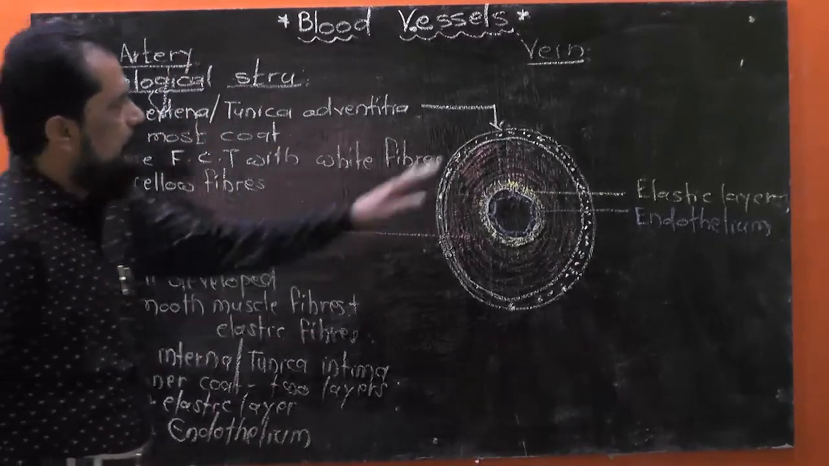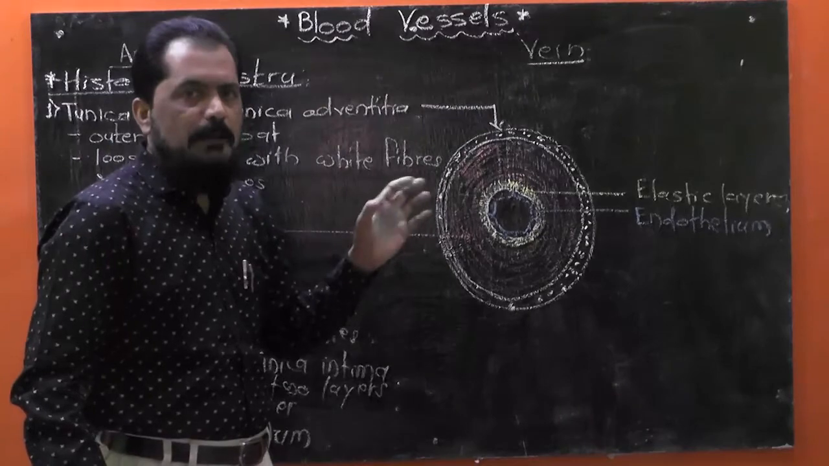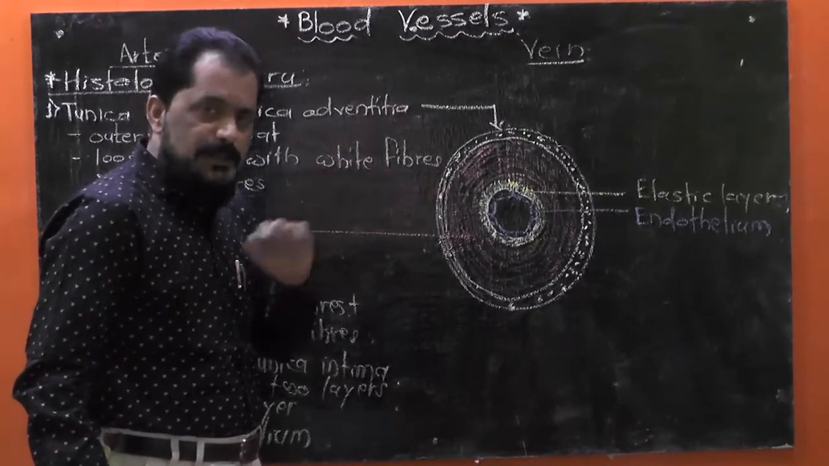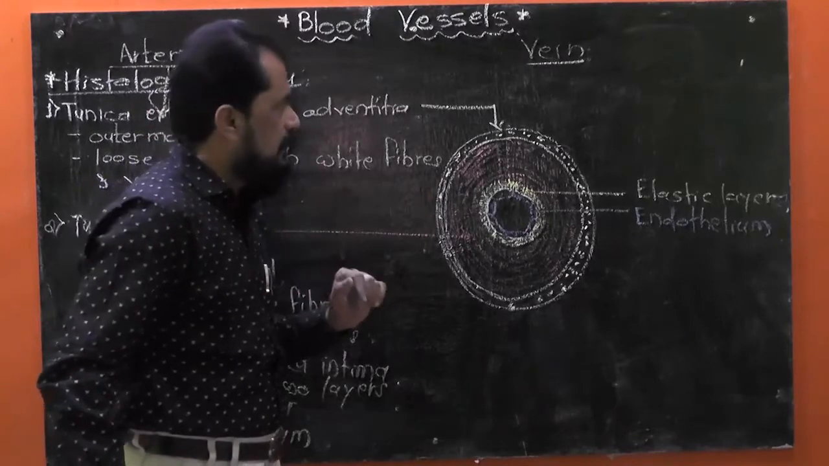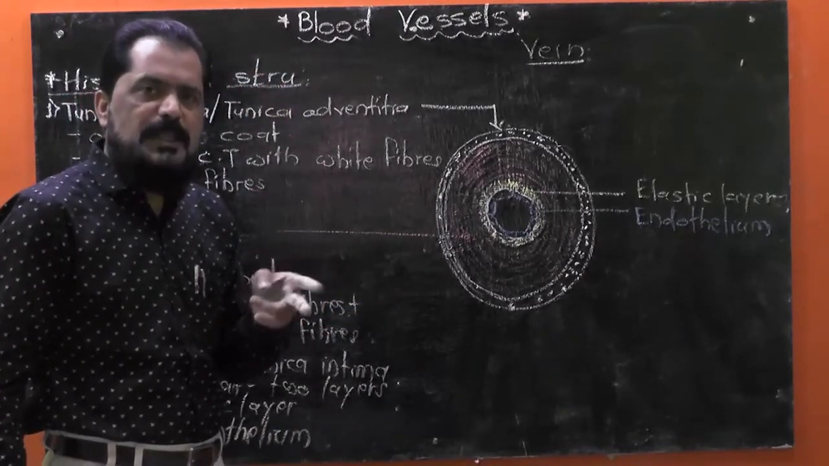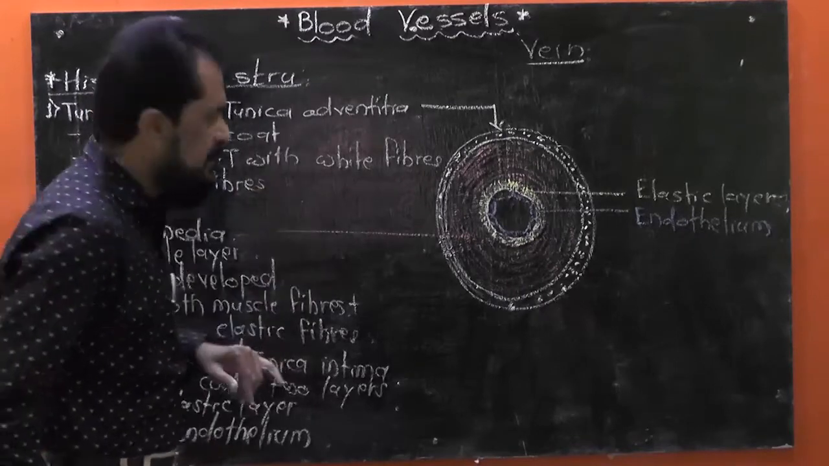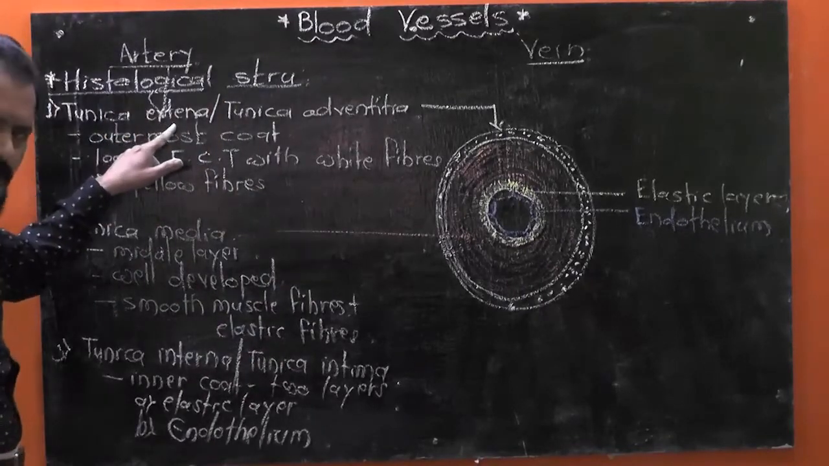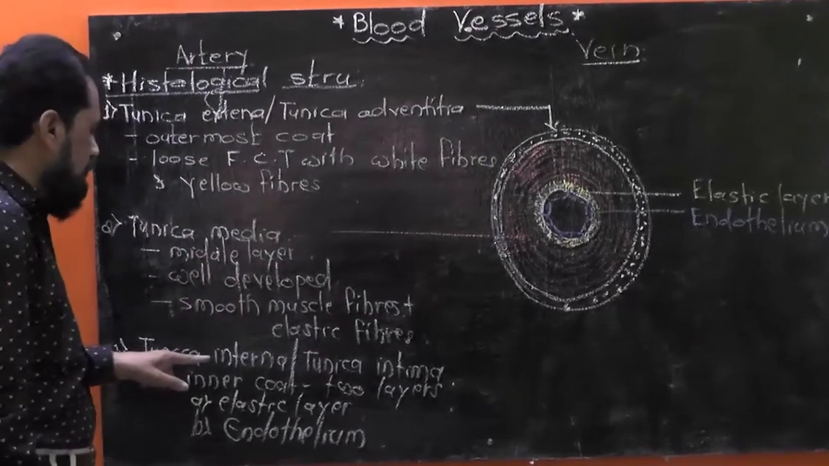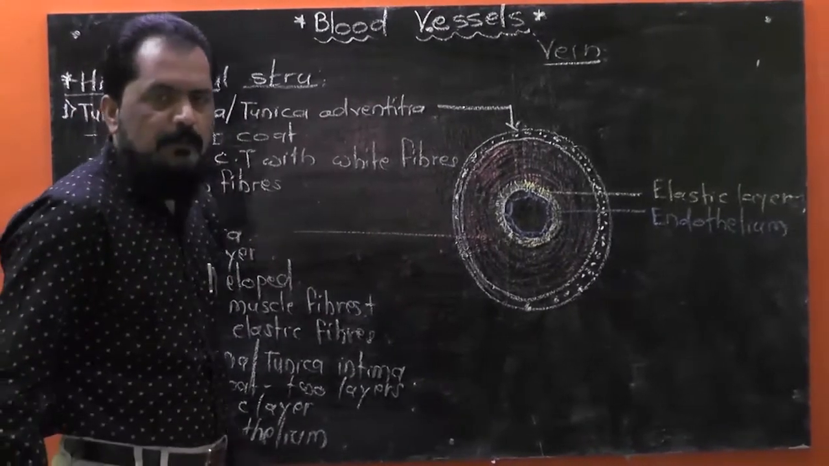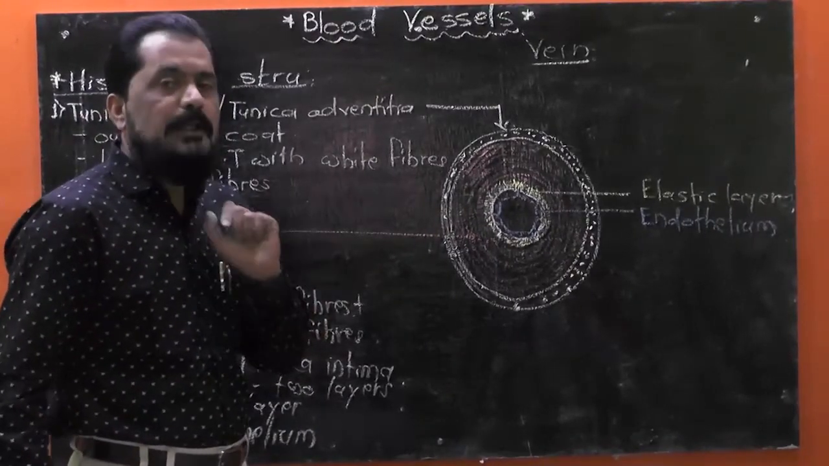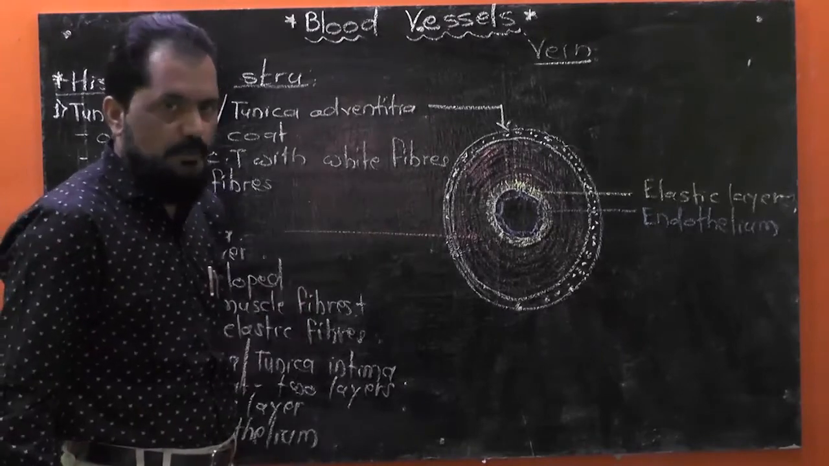Now come to the vein. Let us talk about the histological structure of vein. First of all, you must know that the wall of vein is also composed of the same three coats, that is outer tunica externa, middle tunica media and inner tunica interna, with some differences. There are only some differences. What that difference is, let me tell you.